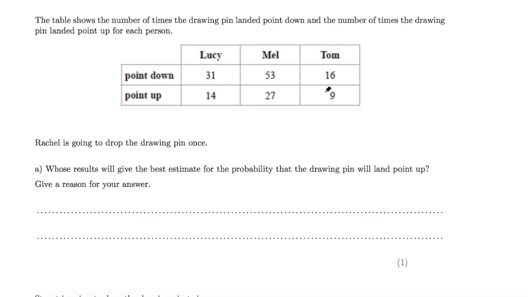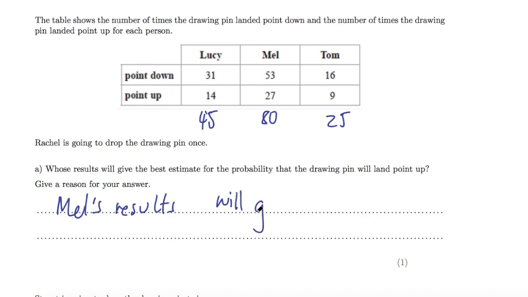So here we can add up the amount of times each person drops the pin, and if we add those up, Lucy's dropped it 45 times, Mel's dropped it 80 times, and Tom's dropped it 25 times. So here Mel's probability will give the best estimate as she's done the most tests. So we can say Mel's results will give the best estimate as she did the most tests.